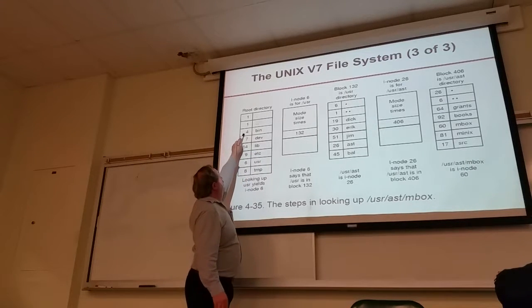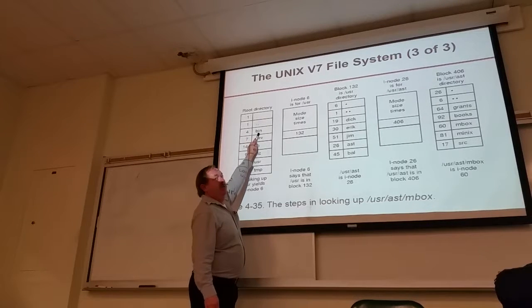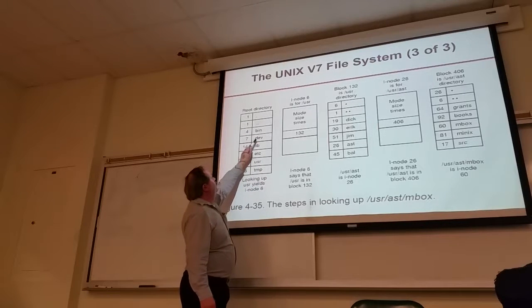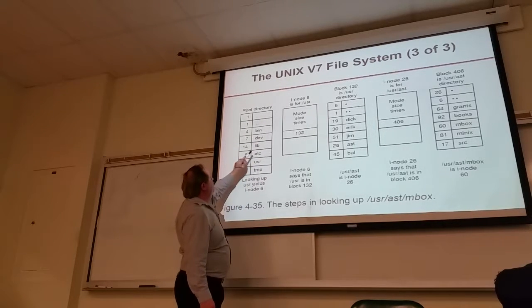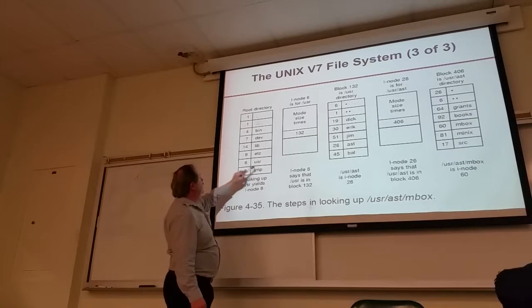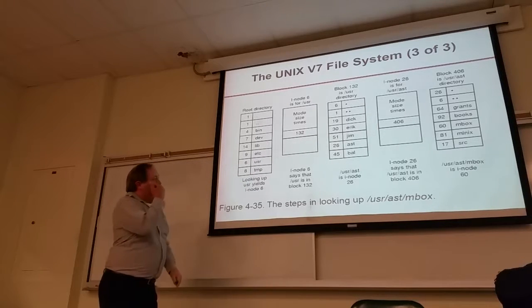Here's where you would have the inode number of file bin. And the file name for file name bin is here in the directory file. Dev starts at 7, lib starts at 14, etc at 9, user 6, temp 8, and so on. Okay?